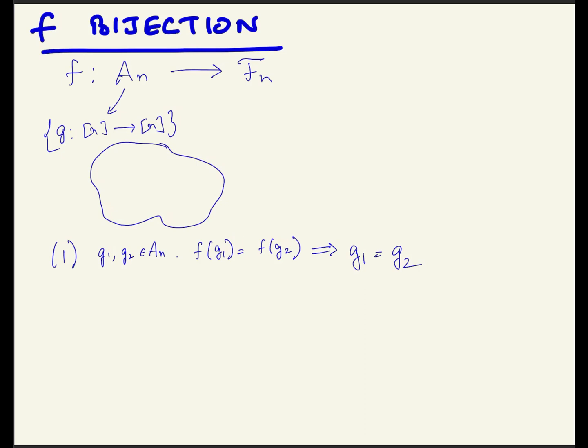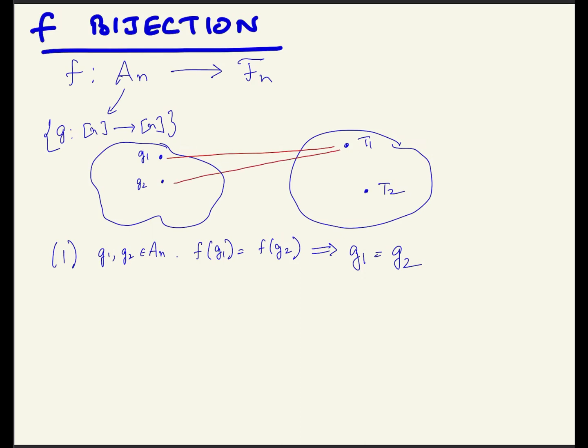So let's look at this visually. So this is the set A_n, each point is a function g. So we have two functions g1 and g2, and then this is the set of doubly rooted trees, and t1 is a doubly rooted tree, and so is t2. So what this condition says is if both g1 and g2 produce the same tree t1 under f, then g1 has to be equal to g2.